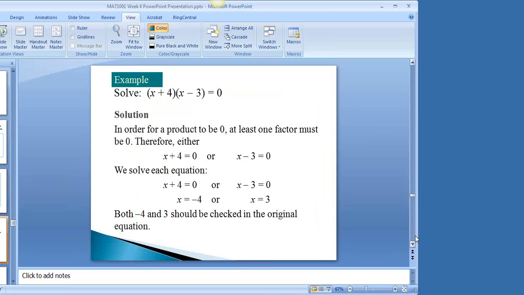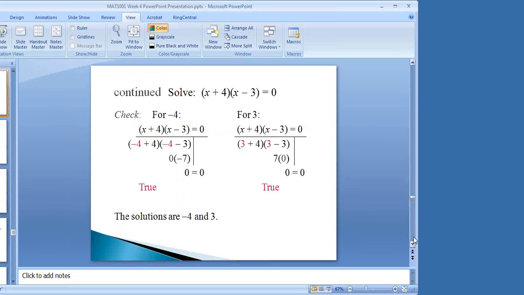So let's say we had an equation and we factored it and we got this. All we have to do is set each factor equal to 0 using the property we just talked about. And that's what you see here. x plus 4 equals 0 and x minus 3 equals 0, and solve for x. And we find that x can be negative 4 or 3. If you check, you can pop each one into the original equation and you will get a true statement. That's all there is to it as far as solving by factoring goes.